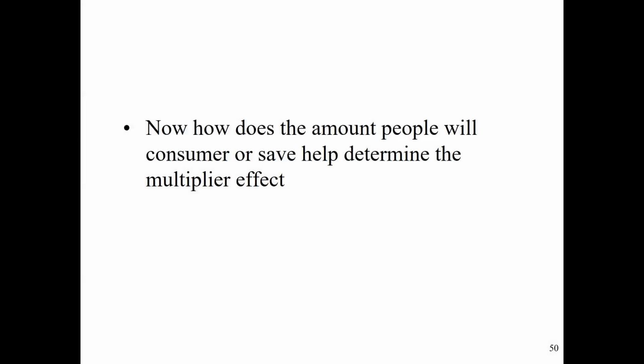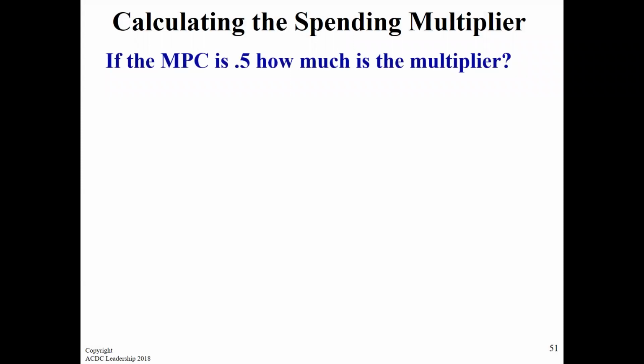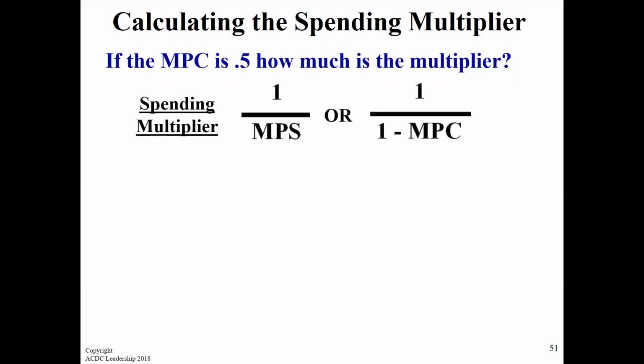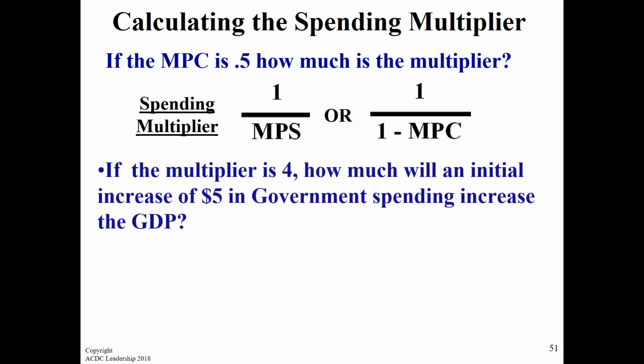Now, how does this help determine the multiplier effect? Here is the spending multiplier: 1 over MPS, or 1 over 1 minus MPC. You could use either formula.